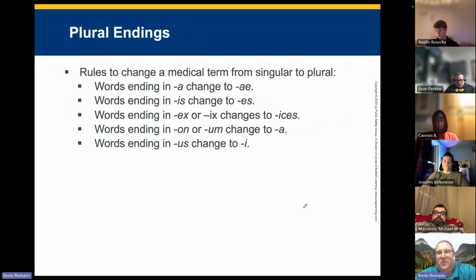All right, plural endings. Here are the rules to change a medical term from singular to plural. In most cases, add an S to the singular word. But for some medical terms, words ending in A change to AE, like vertebra versus vertebrae, so one versus multiple. Words ending in IS change to ES, like diagnosis versus diagnoses. Words ending in X change to CES, like apex or apices, the apex of the lung or the apices of both. Words ending in ON or UM change to A, like ganglion becomes ganglia, and words ending in US change to I, like bronchus versus bronchi. So those are the different ones there.